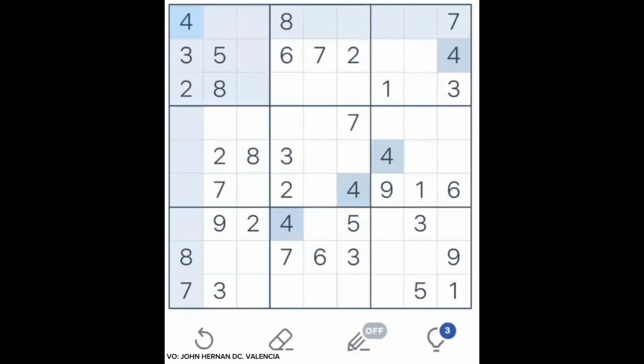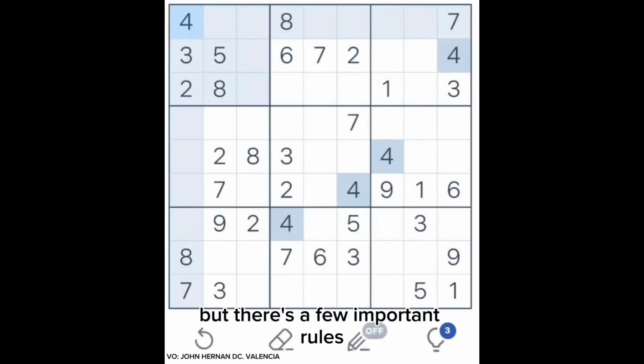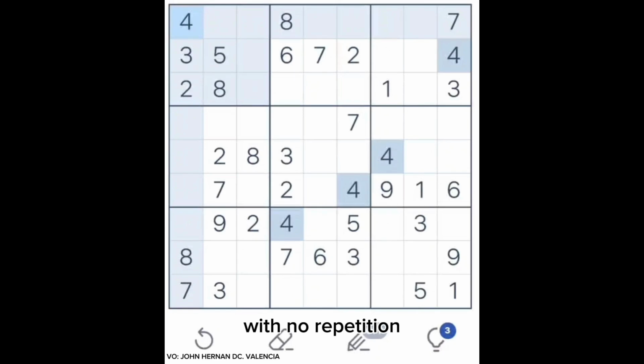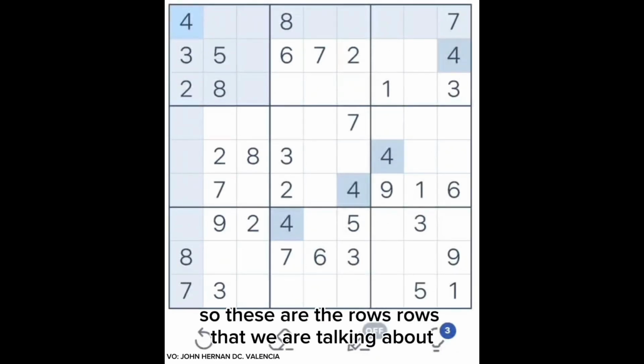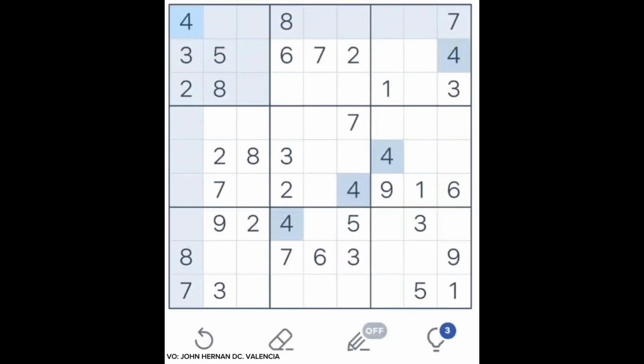And our goal is to fill the grids with numbers from 1 to 9, but there's a few important rules that we need to remember. First, each row must contain every number from 1 to 9 with no repetition. So these are the rows that we are talking about. We need to put the numbers without repetition.